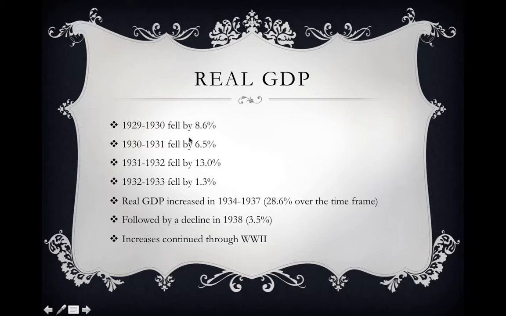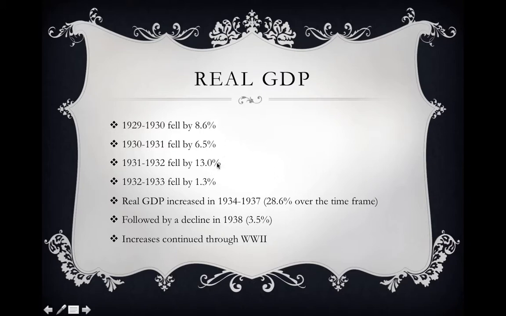Real GDP: 8.6% fall from 29 to 30, 6.5% fall from 30 to 31, 13% from 31 to 32, and then from 32 to 33 we see that the fall is only 1.3%. You can see these are incredibly large numbers. If we see the unemployment rate dip by 1 or 2%, it is cause for great concern. Economists are worried that we're moving into a recession. Imagine a double-digit decrease in GDP. All right. If we look at 34 to 37, we see that there was almost a 30% increase in that recovery period.